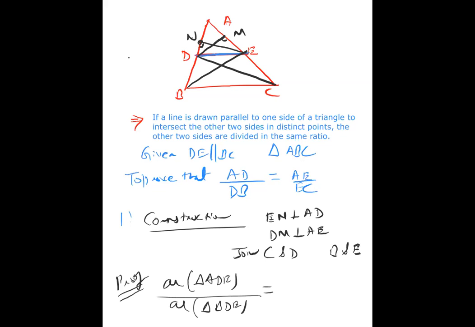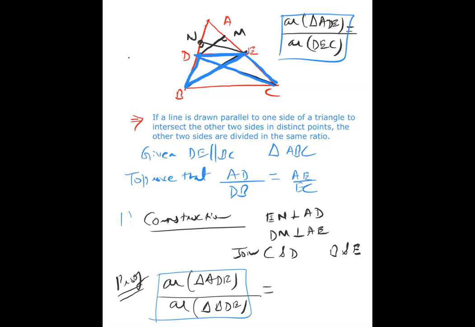And again you will find the area of triangle ADE upon the area of triangle DEC, and that will come to something. Then you will use the property that the area of BDE is equal to the area of DEC, because these two triangles are on the same base and between the same parallels, therefore their areas are equal. Then we'll take the ratio of this one to the ratio of this one, and because BDE is equal to DEC and ADE is already the same, these two ratios are equal.